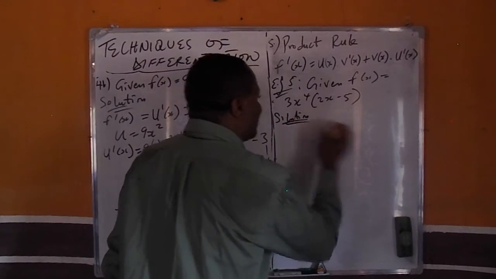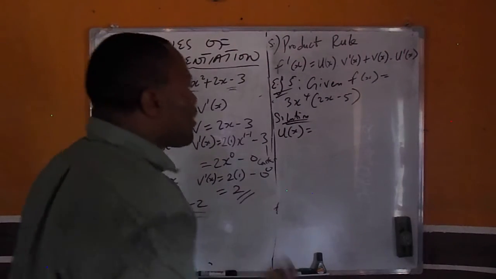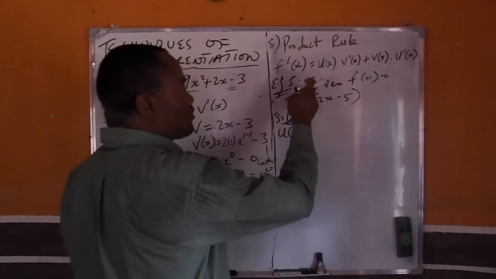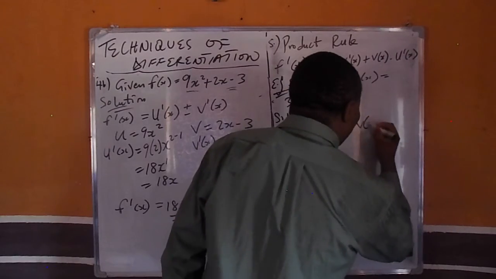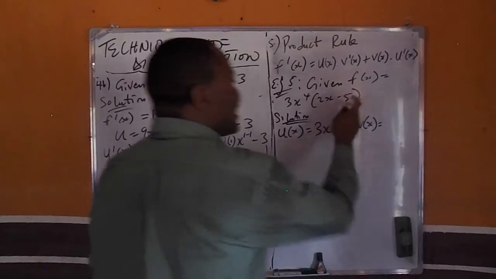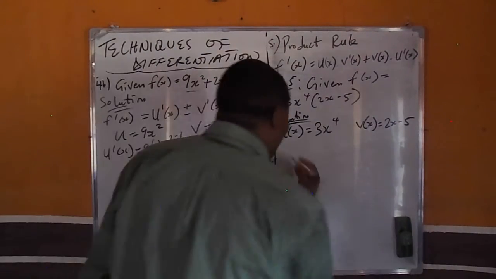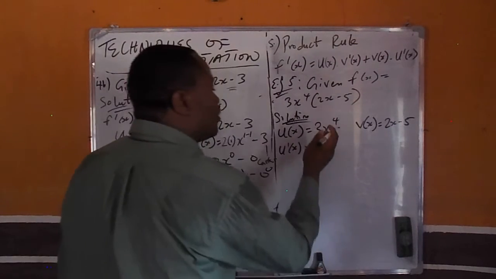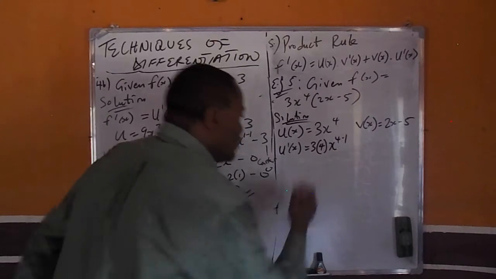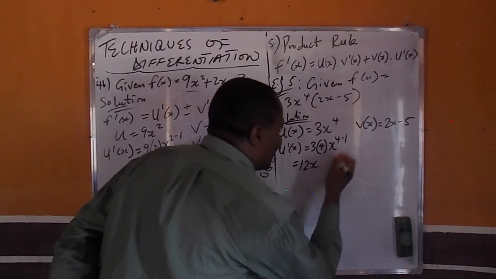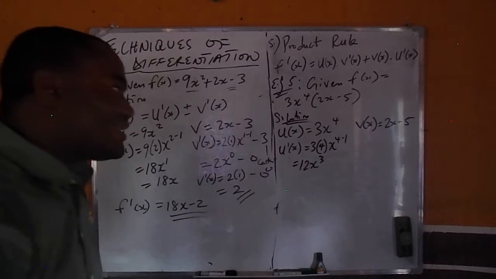Solution. Firstly, in our formula, we have u of s. Our u of s is 3s raised to power 4. The next thing in our formula is v of s, and our v of s equals 2s minus 5. Now, what is u prime s? We have 3 times 4, which is 12, and s raised to power 4 minus 1, 3. That will be 12s raised to power 3.